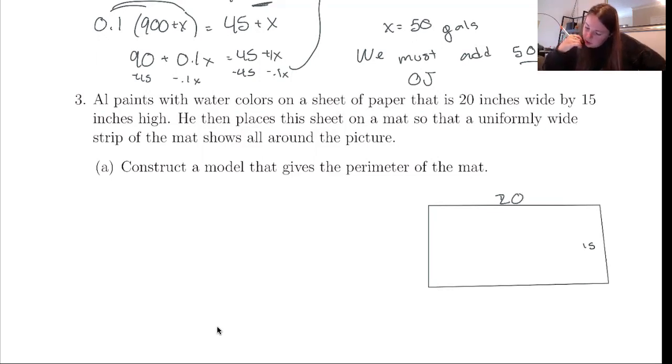Okay. He then places the sheet on a mat so it is uniformly wide. Okay, let me put the 20 on the inside, so that a uniformly wide strip of the mat shows all around the picture. Okay. So then we have this mat.